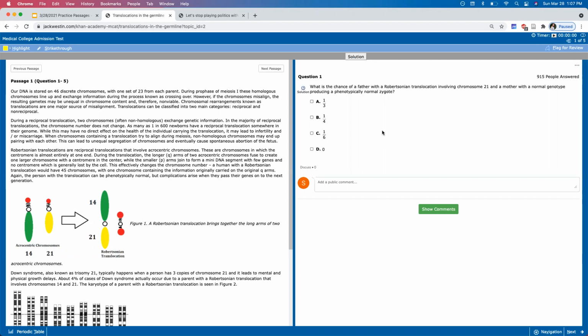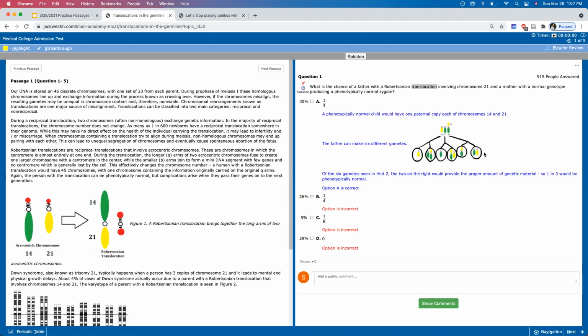Okay, so the mom is already normal, so we don't really need to worry about her because she's just going to give the normal genotype. However, if the father passes on the translocation and that is messed up, then the child is not going to be normal. So we just have to look at the father because he's the one with the translocation. So we can ignore the mom's genotype here. And that's why we only looked at the father and what are the chances of him passing on the right chromosomes, and that's just these 2 right here.